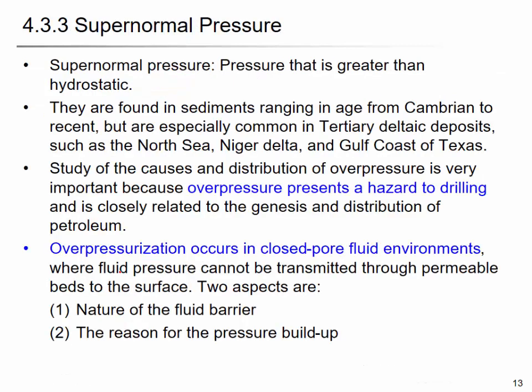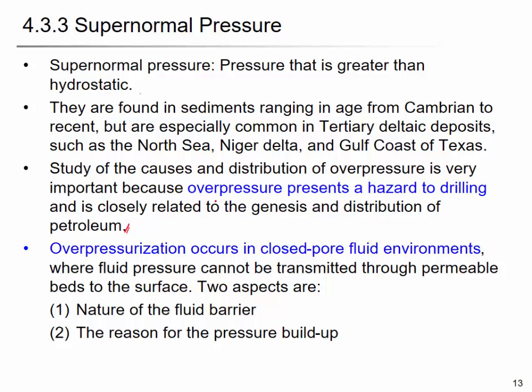Okay, we're going to talk about the supernormal pressure and the subnormal pressure very briefly. Supernormal pressure is pressure greater than the hydrostatic pressure, and it is found in sediment ranging in age from Cambrian to recent, but especially common in tertiary deltaic deposits, such as the North Sea, Niger Delta, and Gulf Coast of Texas. And the study of the causes and distribution of overpressure is very important because overpressure presents a hazard to drilling and is closely related to the genesis and distribution of petroleum.